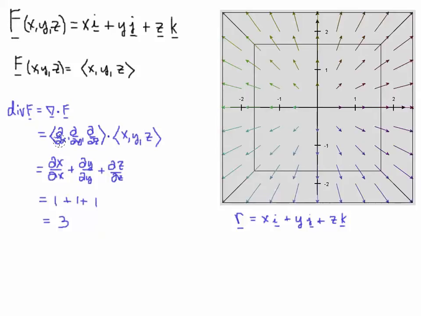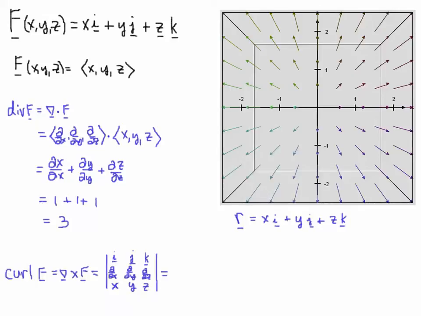You just apply this operator to the first component, add it to the operator applied to the second component, add that to the operator applied to the third component. So dx dx plus dy dy plus dz dz is just 1 plus 1 plus 1 is 3. So we have a positive divergence. We'll talk more about the physical interpretation of that, but when you see a vector field like this, we expect to have a positive divergence, and we just would use the term that the vectors are diverging away from the origin here.